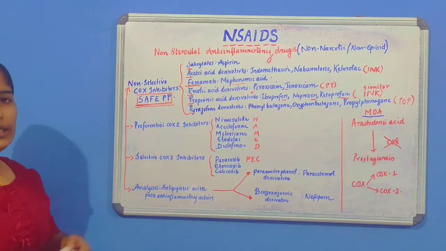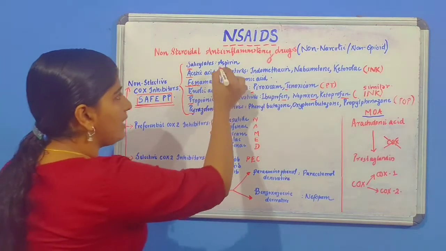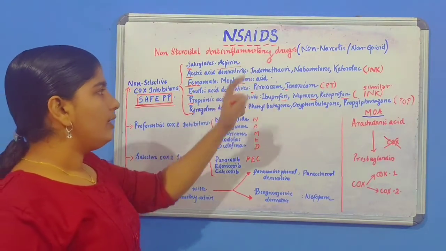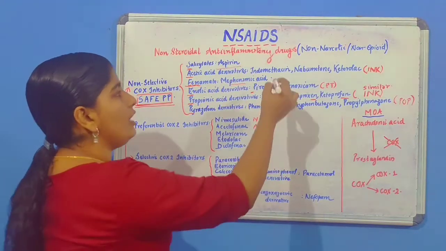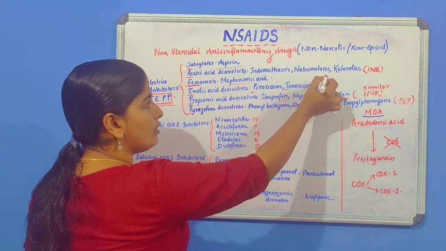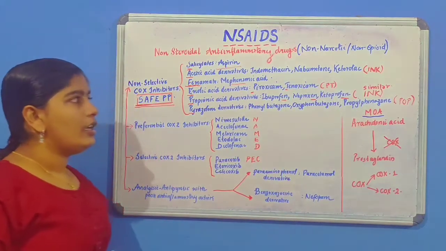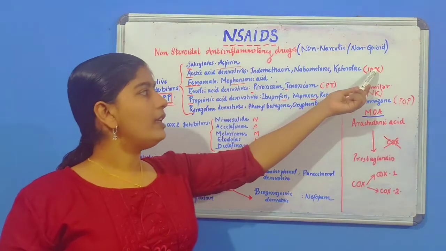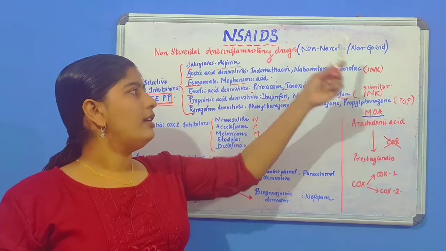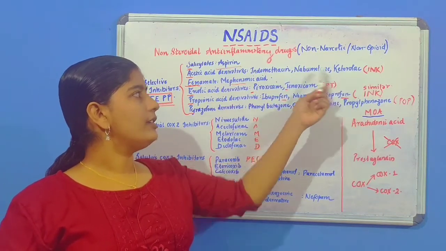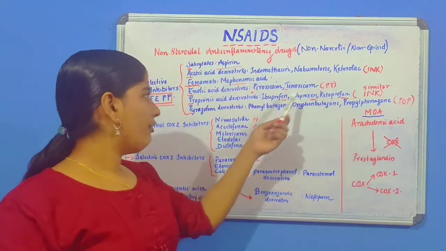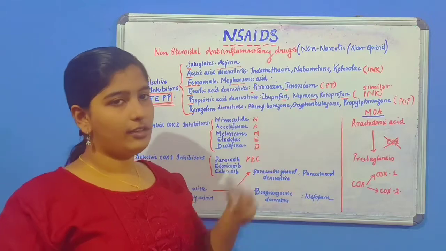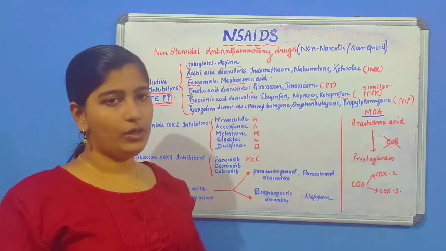Now, moving on to examples from each. Salicylate, the example is aspirin. In acetic acid derivatives, there are three examples given: indomethacin, nabumetone, and ketorolac. You can remember it by the code INK. Here all the drugs sound different, whereas for propionic acid derivatives they all end with N.